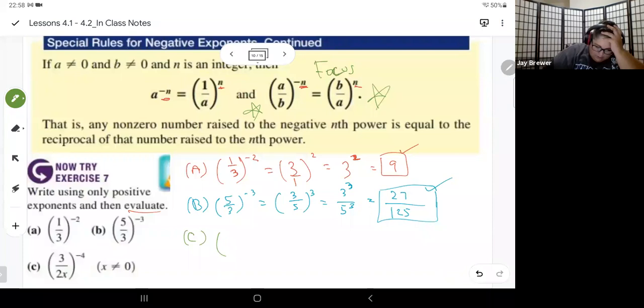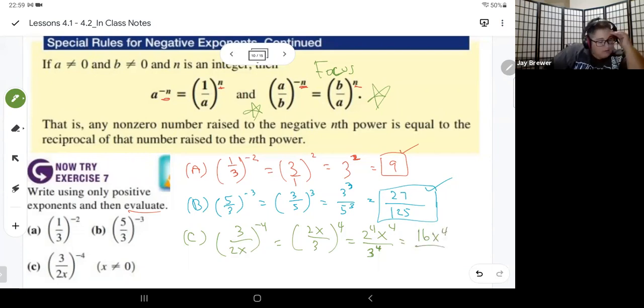All right. So 3 over 2x raised to the negative fourth. We're going to flip the inside, so it's going to be 2x over 3 raised to just the fourth. And now we're going to bring it in. So 2 to the fourth, well, we know that's 16. X to the fourth over 3 to the fourth. So that's 16 x to the fourth over 3 to the fourth is 81.